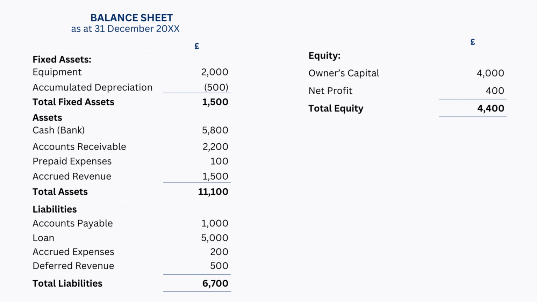Finally, we calculate equity. We start with owner's capital, then we add net profit of £400. So total equity becomes £4,400. Then finish with the accounting equation. Now we check the accounting equation. Assets equals liabilities plus equity. £11,100 equals £6,700 plus £4,400. The balance sheet balances correctly. Profit and loss statement measures performance. Balance sheet measures financial position.